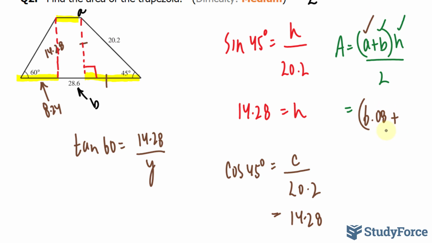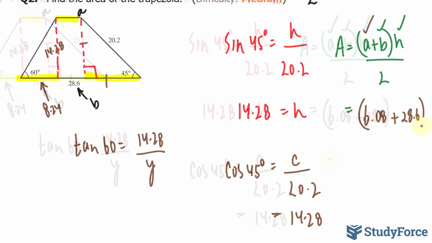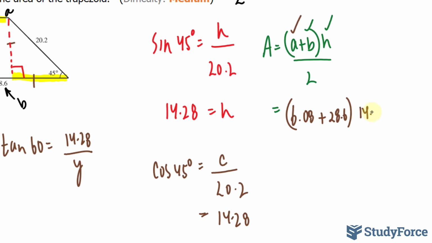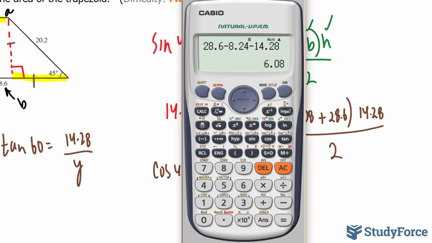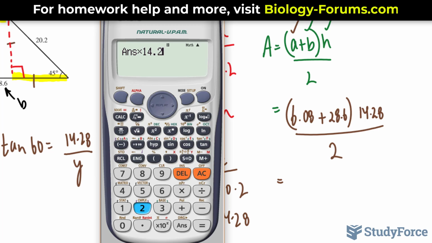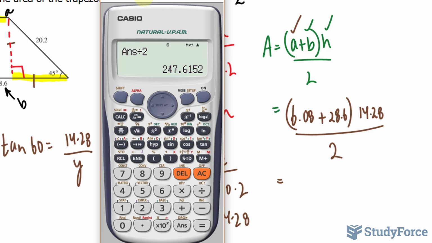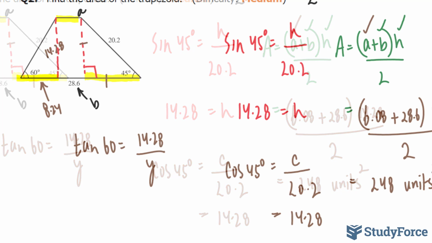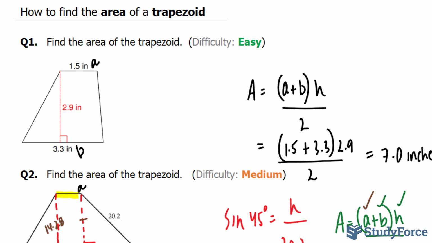6.08 plus 28.6 times the height of 14.28, all divided by 2. Using our calculator, multiplied by 14.28 divided by 2, and the area is 247.6 units. To three significant figures, we can say that it's 248 units squared. And there you have it. That is how to find the area of a trapezoid.